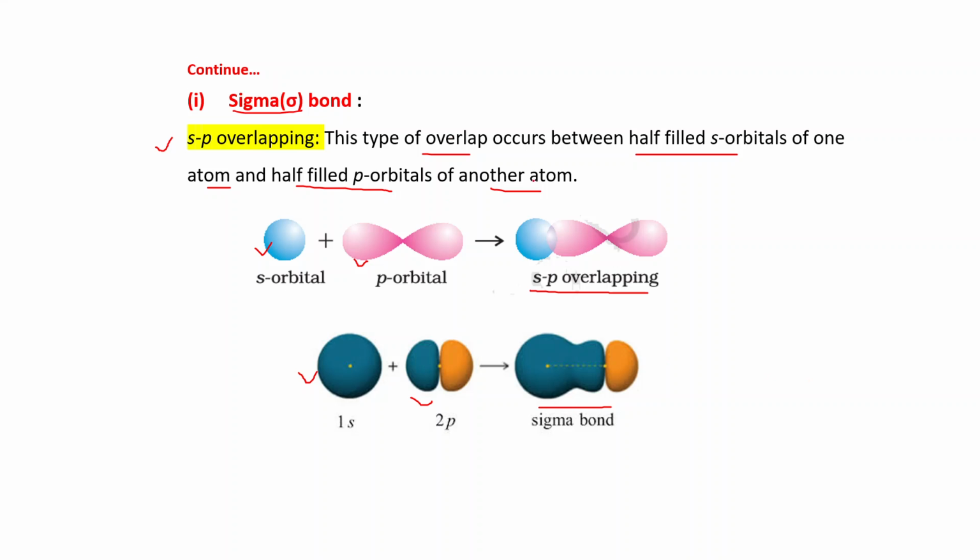Okay, you can also try to draw these diagrams like this. S orbital is spherically symmetrical, and this p orbital is dumbbell shaped, and this is overlapping, formation of sigma bond.